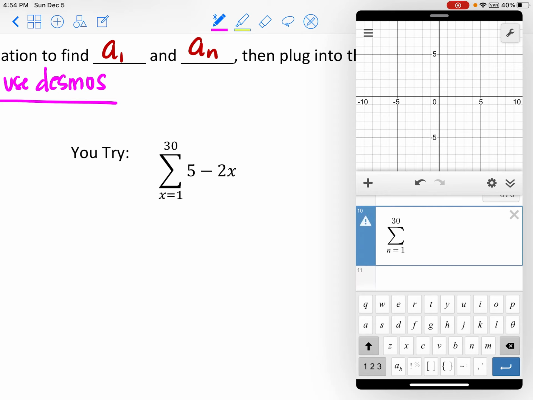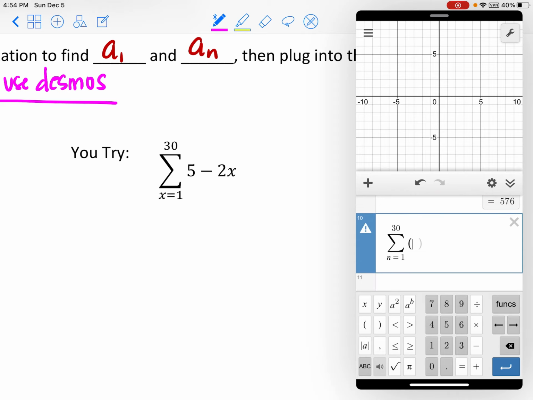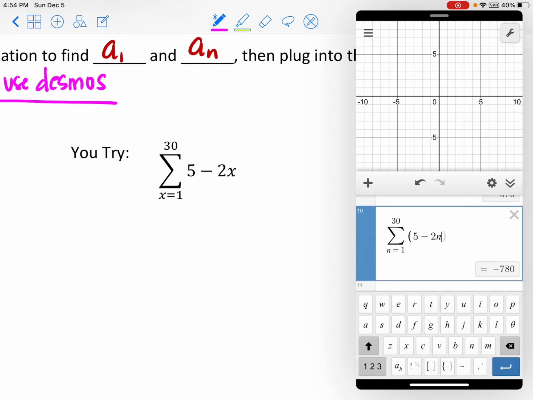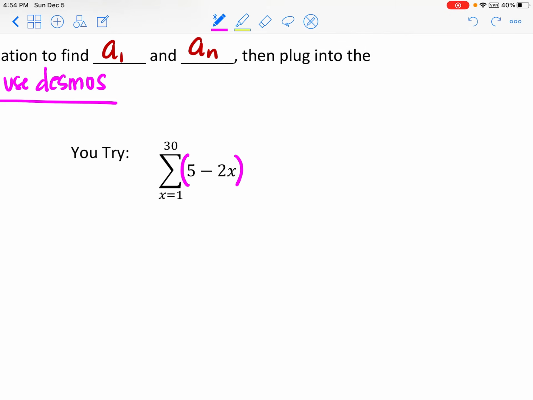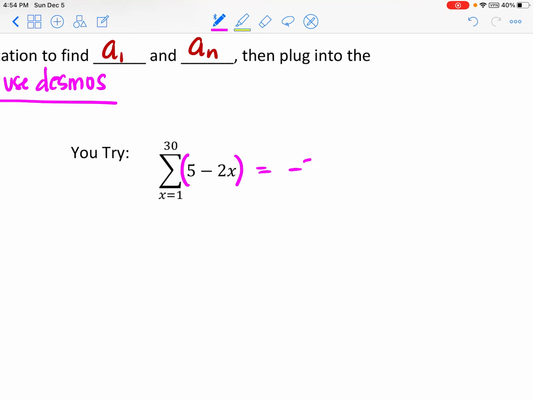If we want to keep the 5 minus 2x all together, I'm going to have to put it in parentheses. So 5 minus 2n. Again, I'm going to use n because it changed it here. So there it is. So I need to make sure to use parentheses when I enter this in Desmos, otherwise it's exactly as shown. And Desmos says that this is going to be equal to negative 780. So we would say that the sum for these 30 terms is a negative 780.